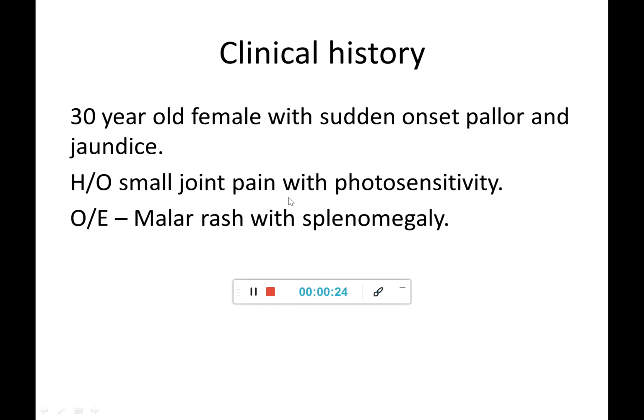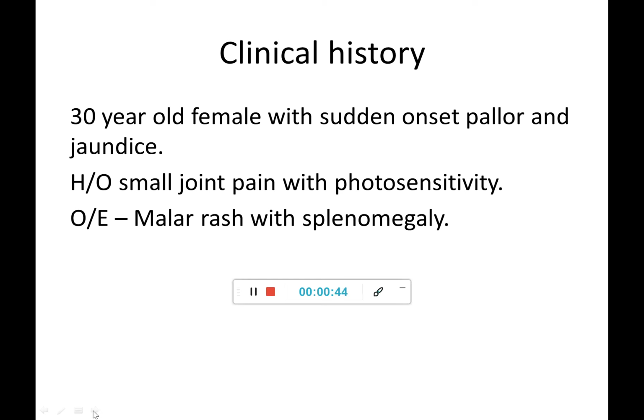The detailed clinical history you can see from the Telegram group, the link of which I have shared in the description below. So coming back to the case, this is a 30-year-old female with sudden onset of pallor and jaundice. There is a history of small joint pain with photosensitivity. On examination, there is malar rash with splenomegaly.